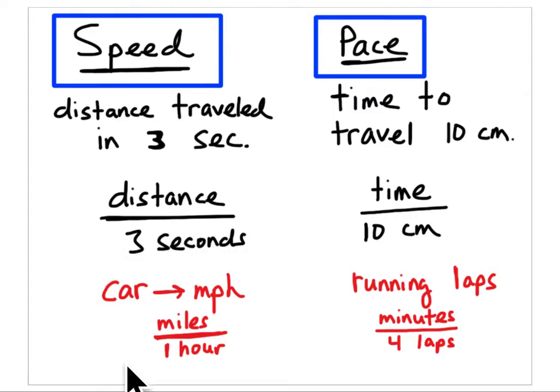Now, something I know about as far as speed is how fast a car travels. And I know that a car's speed is measured in miles per hour. How fast are you going? Oh, I'm going 70 miles per hour, or I'm going 25 miles per hour. So how far are you going to travel in that time of 1 hour? That is speed. So when you measure the distance in a certain amount of time, that is its speed. So the distance in 3 seconds, that's its speed, or miles in 1 hour, that's its speed.